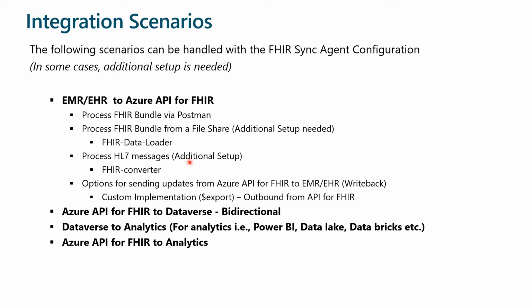In terms of sending updates from Azure API for FHIR to EMR or EHR, you can choose to implement your custom implementation of this write back. Some of the options include export from Azure API for FHIR and leverage this functionality to integrate or write back to your EMR. Azure API for FHIR to Dataverse, bidirectional. Dataverse to analytics. For analytics, we can use Power BI, Data Lake, Databricks, etc. And then Azure API for FHIR to analytics.